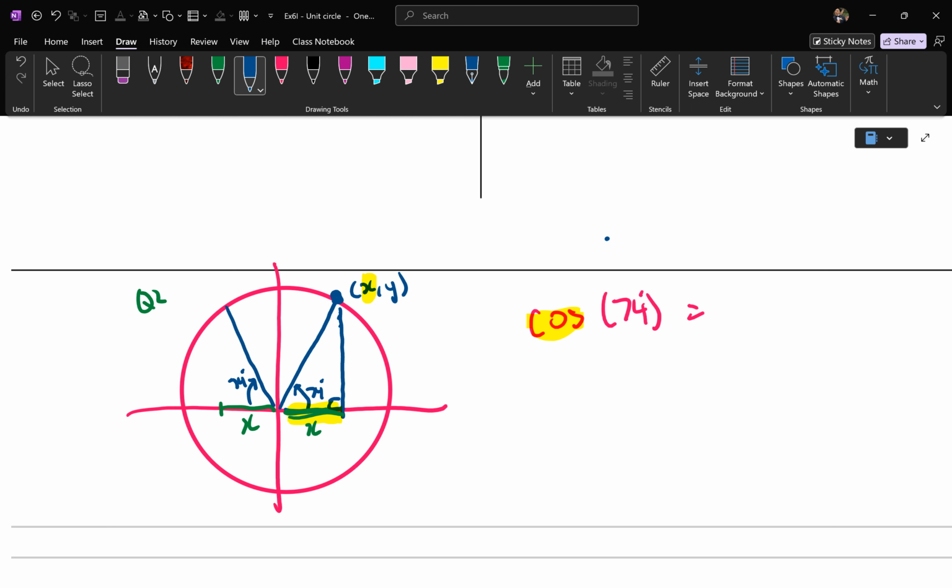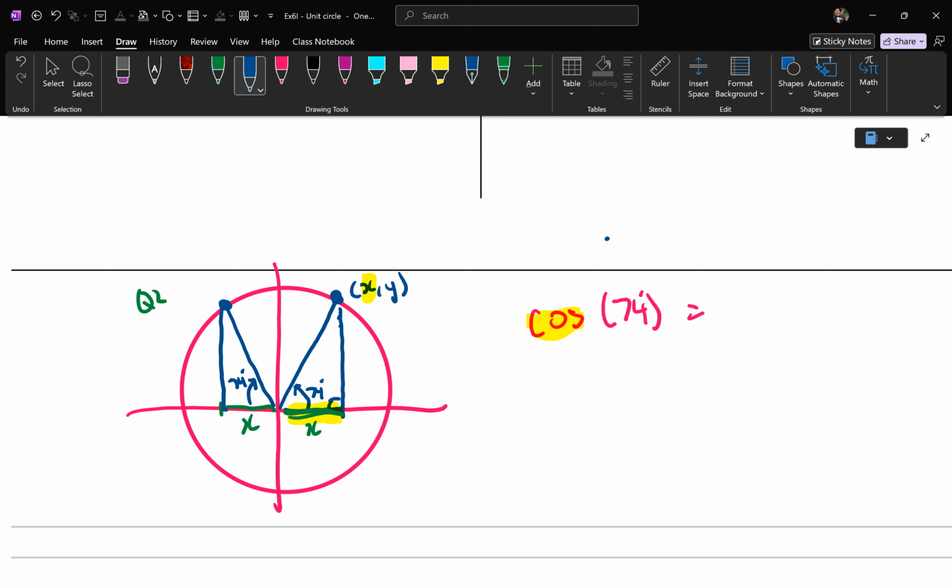74, and I should get that same identical triangle. Okay, so I've got 74 this way, 74 that way. From the x-axis, I moved up 74. From the x-axis, I moved up 74. That gives me the same x length, same y values. However, there is a difference in sign. See, over here, x is positive, but over here, x is negative.